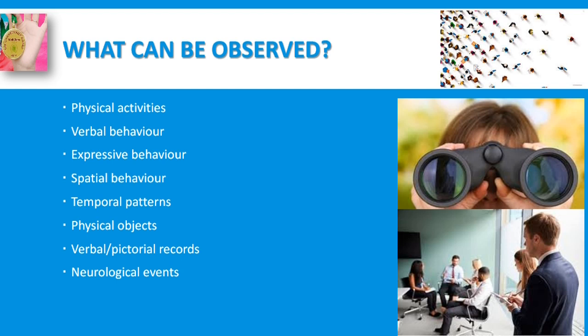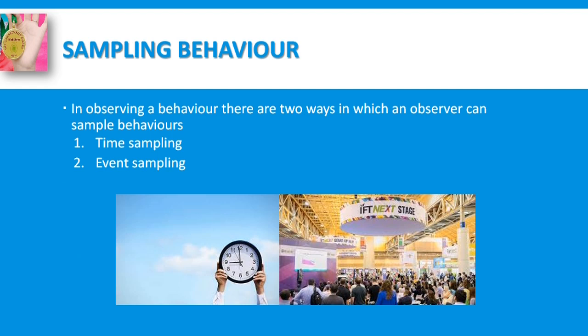Now, what can be observed? Physical activities, verbal behaviors, expressive behavior, spatial behavior, temporal patterns, physical objects, verbal and pictorial records, and neurological events. These are the things which can be observed. In observing behavior, there are two ways in which an observer can sample behavior: one is time sampling and the other is event sampling.